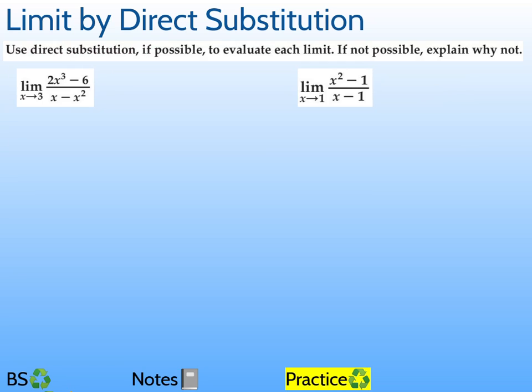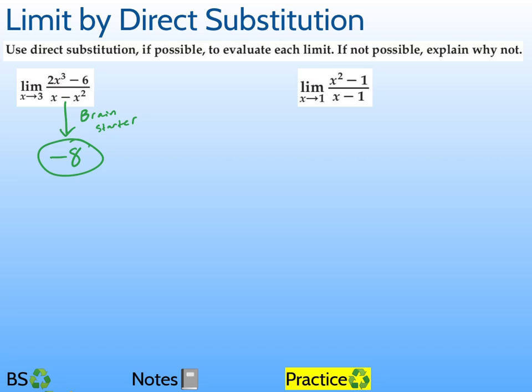So for this first problem, when we try to find the limit as x approaches 3 for the function 2x cubed minus 6 over x minus x squared, let's just try substituting 3 in for the function. Well, we already did that during the brain starter, and we found out that f of 3 just gives you negative 8, so the limit is negative 8.